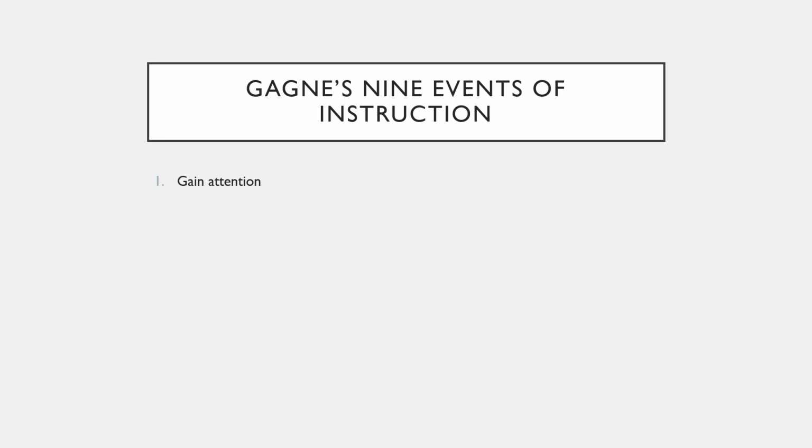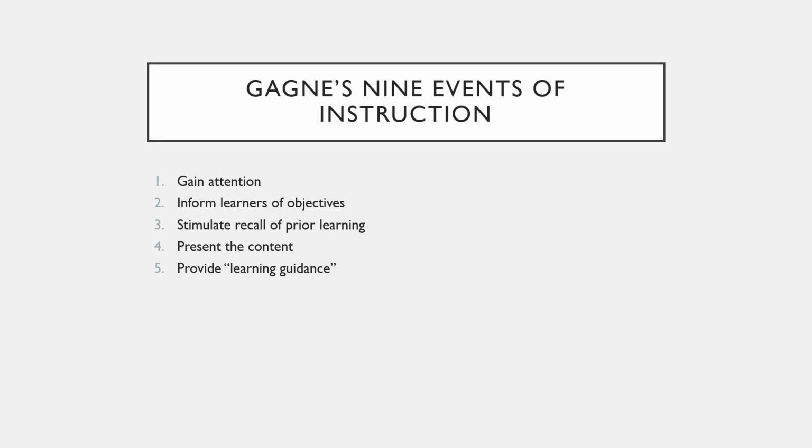So as a teacher, you know that if someone's not paying attention, they are not learning. So Gagne posits the first step is to make sure your learners are paying attention. I'll talk a little more about these as I go through. Second is inform learners of objectives. So what are they going to learn? Three would be stimulate recall of prior learning. Here, finally, we present the content they are to learn.